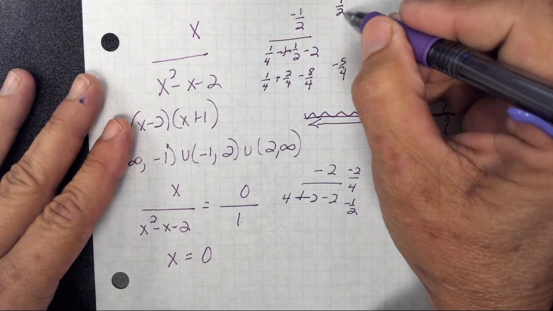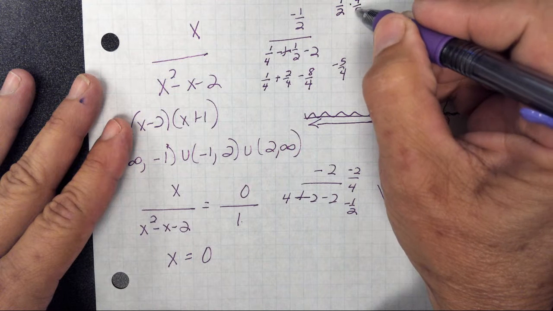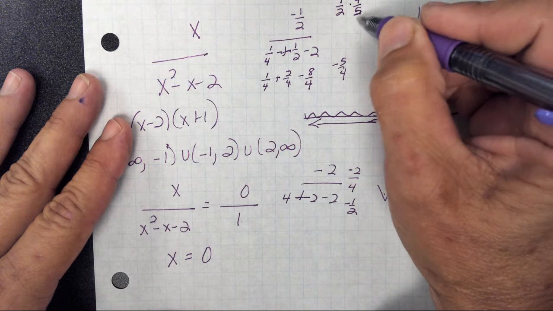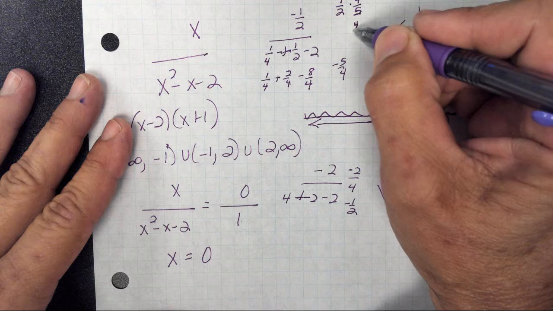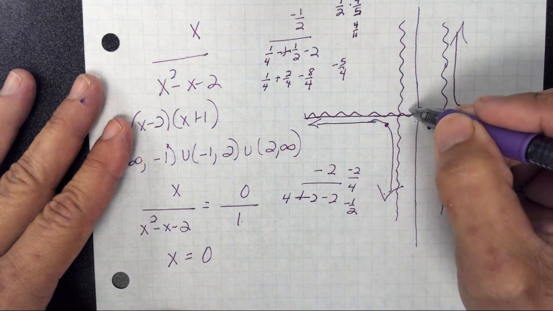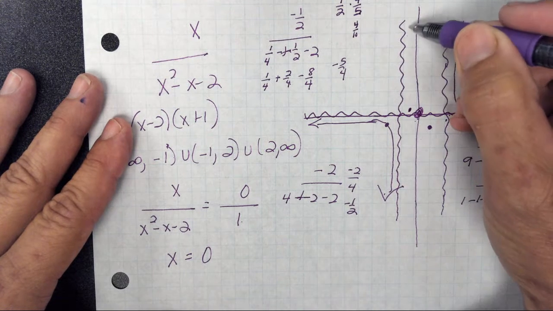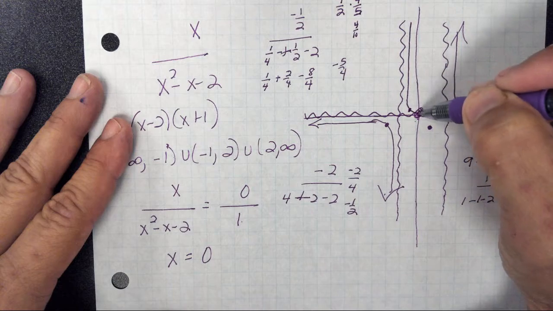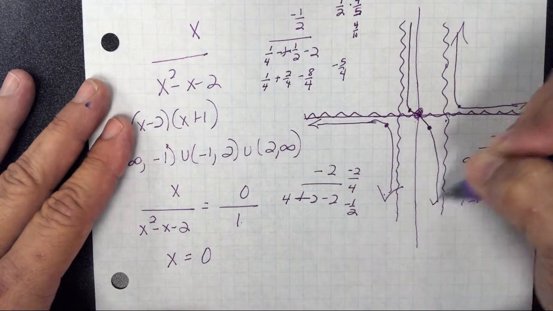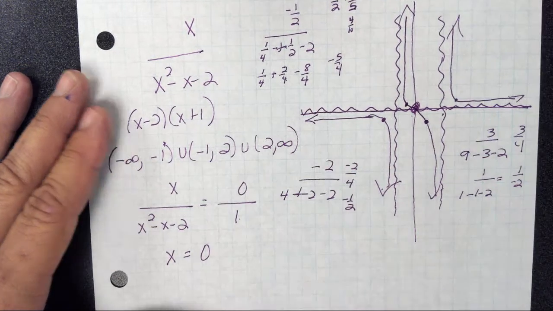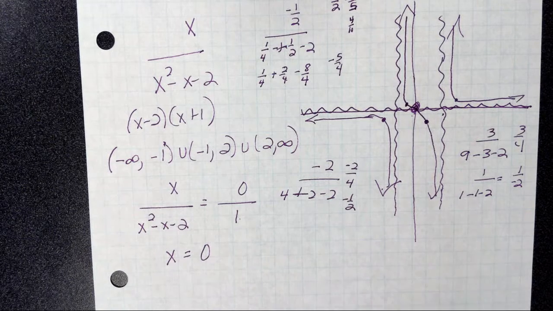Remember, to divide fractions, we multiply by its reciprocal. So 8/4, which is 2/5. So about there. And really, the dots are not as important as the direction, just knowing that that arrow needs to go up and that arrow needs to go down.